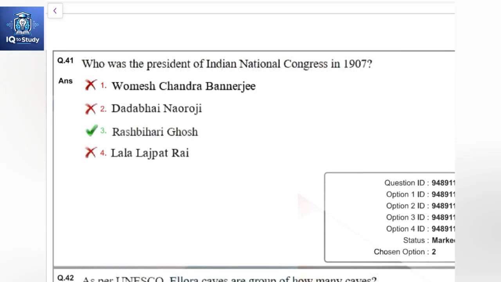Who was the president of Indian National Congress in 1907? Rash Bihari Ghosh.